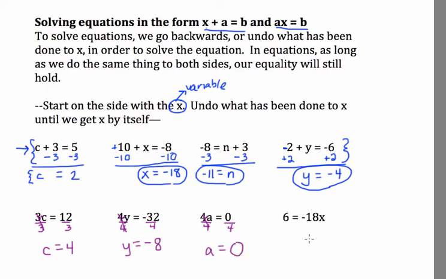Couple things this problem is trying to catch you on. First, you have to start on the side with the variable. So we're actually going to start over here on the right side of the equation this time. I have negative 18 times x. So I want to undo timesing by negative 18. So I'll divide by negative 18 on both sides.